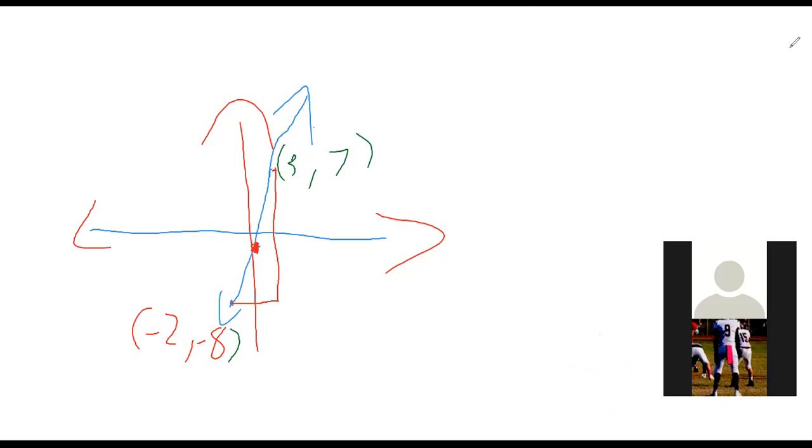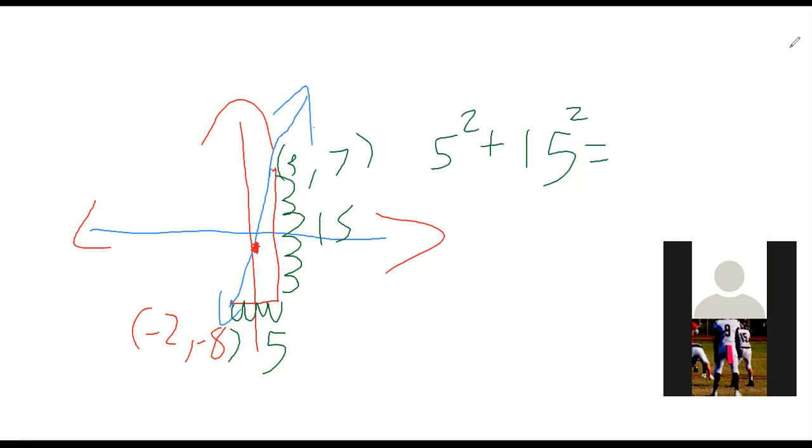So how many times do we have to move over to get from -2 to a positive 3? It's 5 times, exactly. And to get from -8 to 7, how many times do we have to move all the way up there? You're close. It's 15 actually. So we have 5 and 15.